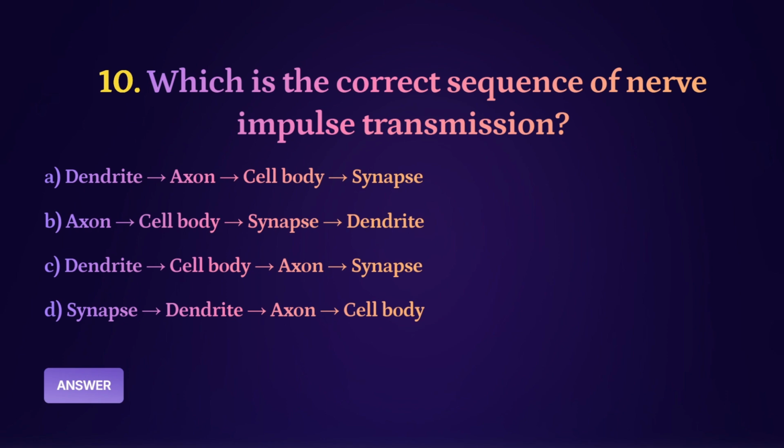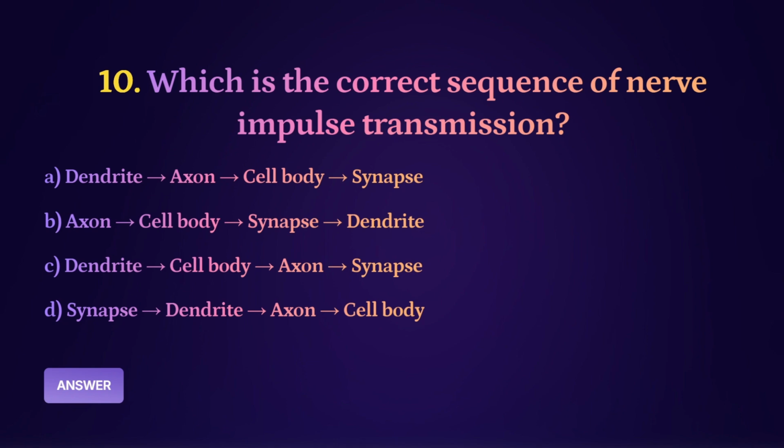Question number 10. Which is the correct sequence of nerve impulse transmission? So 4 pathways are given to us. So we have to identify the correct sequence. Option A, it goes from dendrite to axon to cell body to synapse. Option B says that it starts from axon, goes to the cell body, then to synapse and then to the dendrite. Option C says that it starts from dendrite, then moves to cell body, then goes to the axon and then to the synapse. And last option says that it starts from synapse, then moves to dendrite, then to axon and then to cell body.